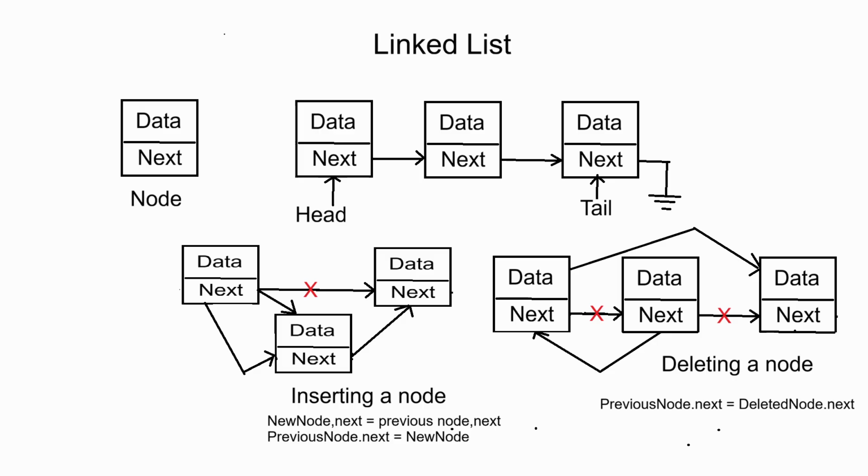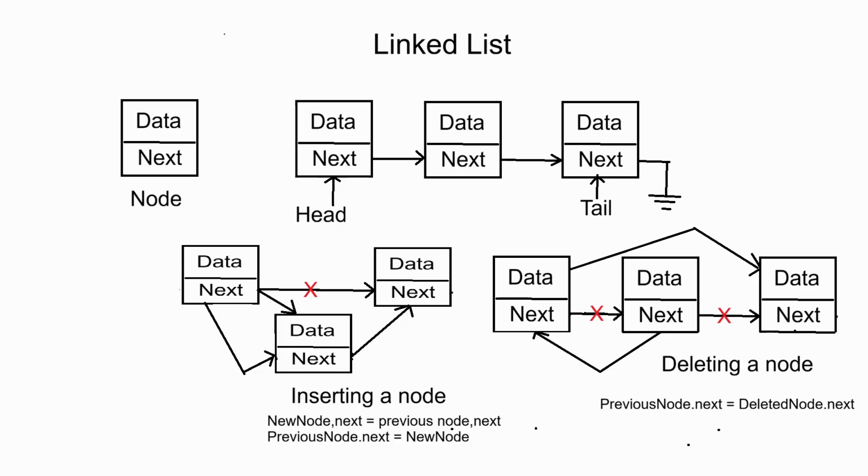Now to show you how to insert and delete, which is surprisingly simple. To insert a node, you create a node, and then wherever you want to insert it, there's going to be a previous node and a next node. The previous node is going to point to the new node, and the new node is going to take the next pointer from the previous node, and that is done with just two statements. newNode.next equals previousNode.next, and previousNode.next equals newNode.